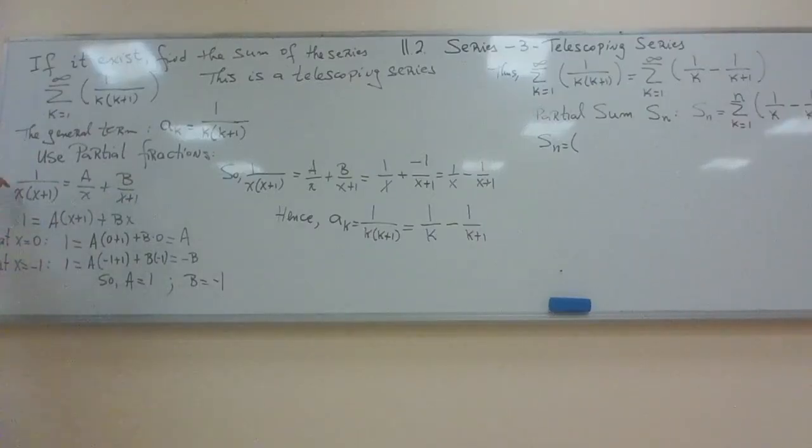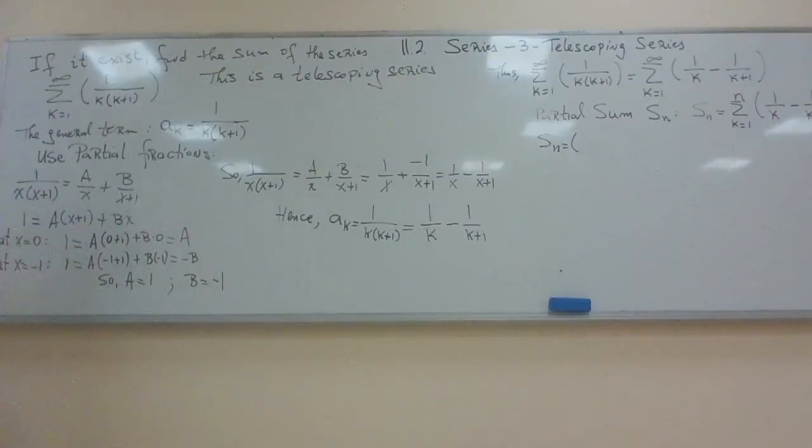So 1 over x factor of x plus 1, by partial fractions, we know that we have two linear terms. We have a over x plus b over x plus 1. So now we need to find a and b. So we cross multiply by x factor of x plus 1. So we get 1 equals a times x plus 1 plus bx.